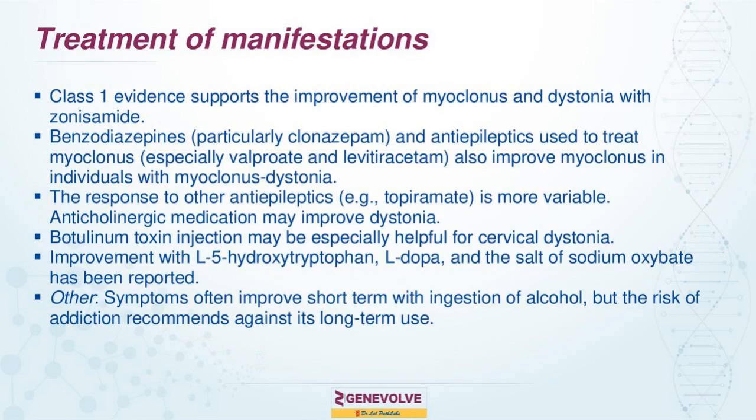Further, botulinum toxin can be especially helpful for cervical dystonia, and improvement with L-5-hydroxytryptophan and other salts mentioned has also been reported. Further, symptoms tend to improve temporarily with ingestion of alcohol. However, because of the risk of addiction, the guidelines recommend against its long-term use.